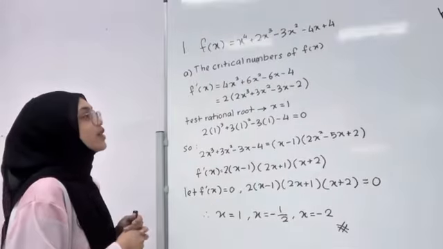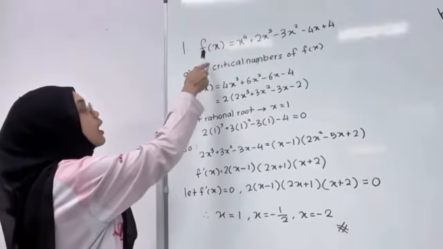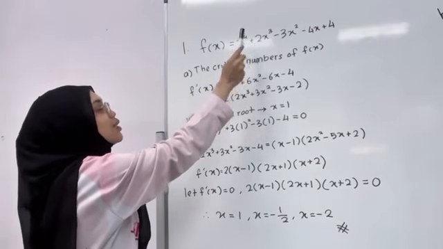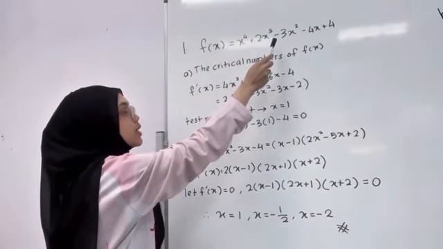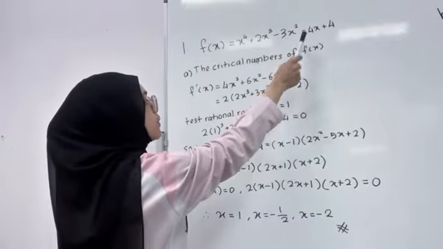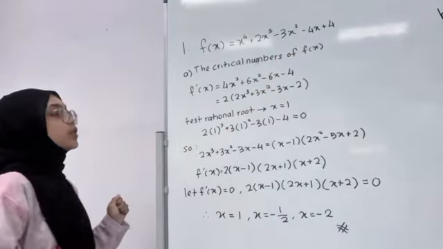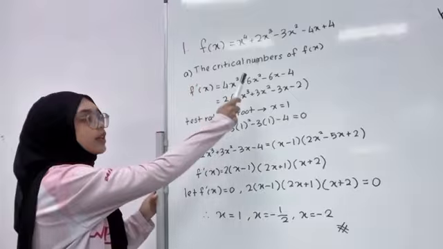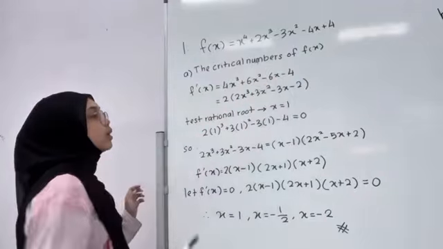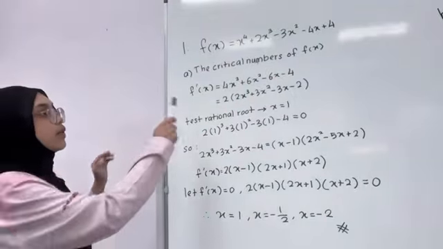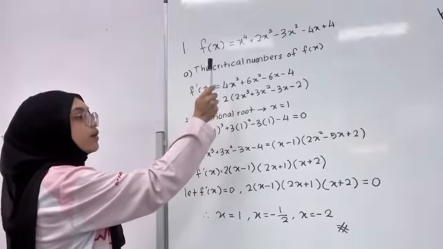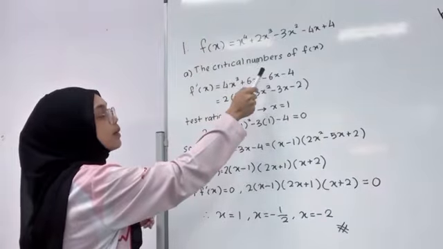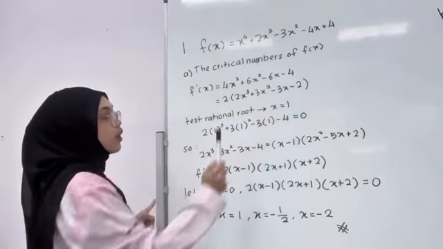So for question 1, we have f(x) equal to x to the power of 4 plus 2x cubed minus 3x squared minus 4x plus 4. So the first question, we need to find the critical numbers of f(x). First, we differentiate f(x). We got f'(x) = 4x cubed plus 6x squared minus 6x minus 4.